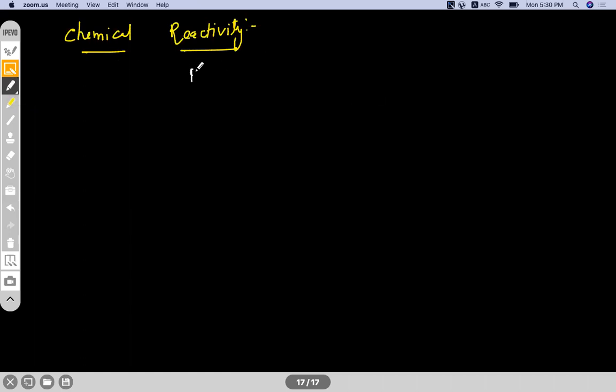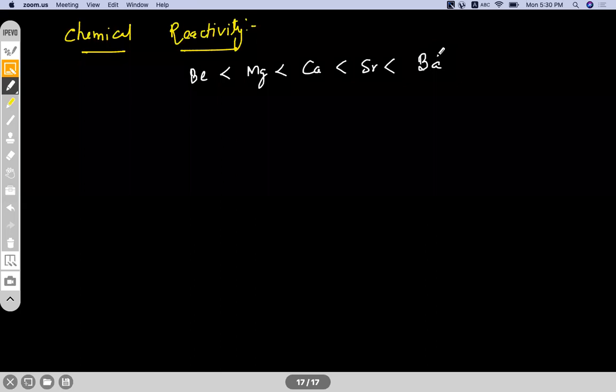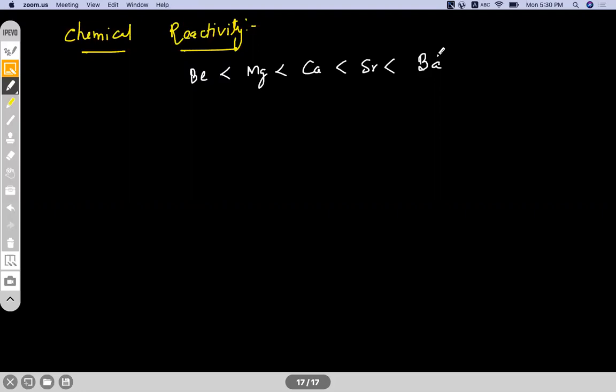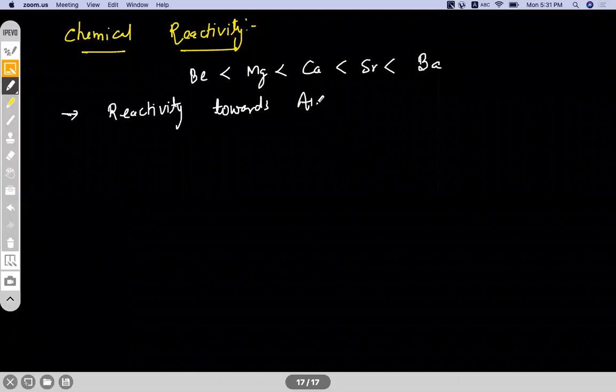So the reactivity order is minimum for beryllium, then magnesium, calcium, strontium, and barium. This is the order we have. Again, like I said in the last class, the first element of all the groups will have some abnormal properties, and that is true and valid here also. Beryllium will have some abnormal properties here. The first reaction we are going to see is reactivity towards air. Write down.